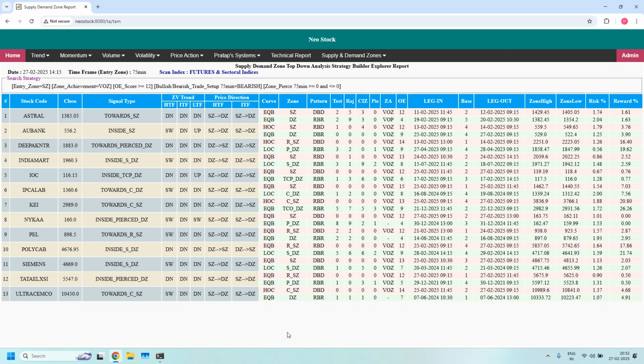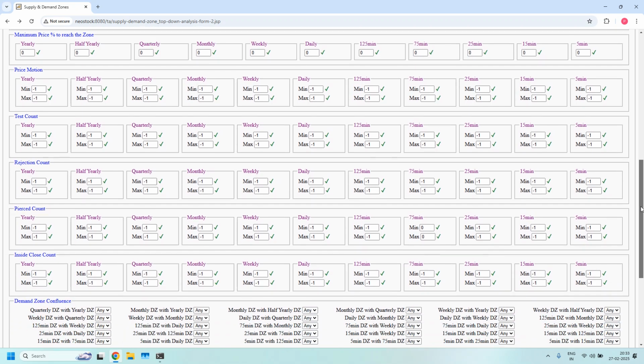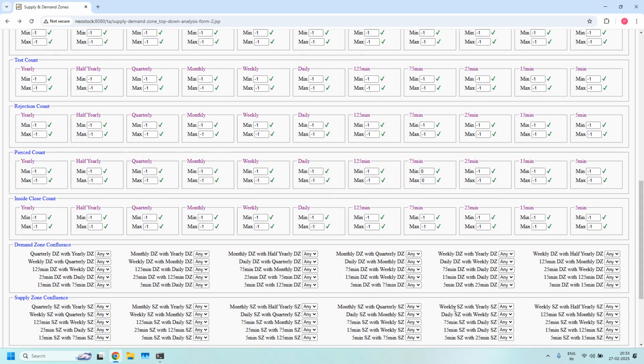Apart from that, we can further filter the zones based on the zone confluence to check the probability of getting success. If zone confluence is there, they have a little extra probability to get success. First, let us look into LTF ITF supply zone confluence. That is 75 minutes with daily supply zone confluence. I am enabling the filter.